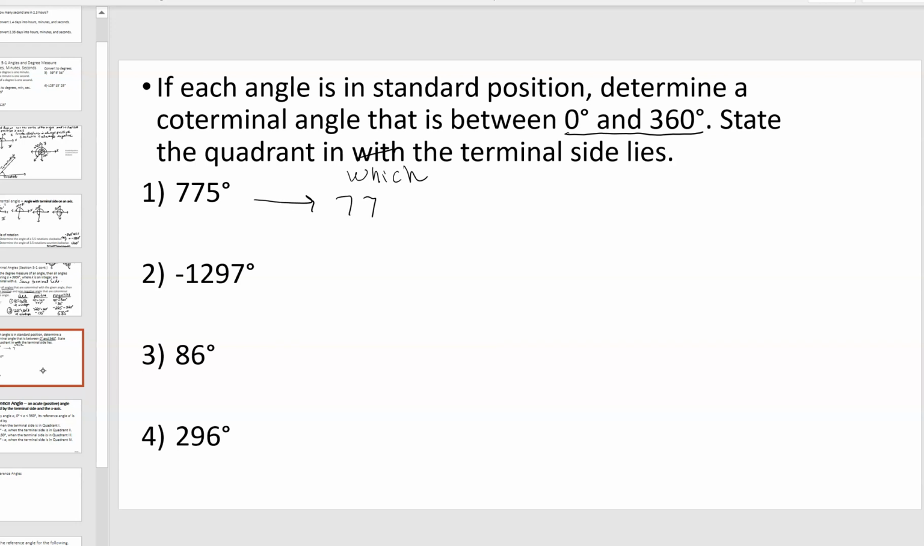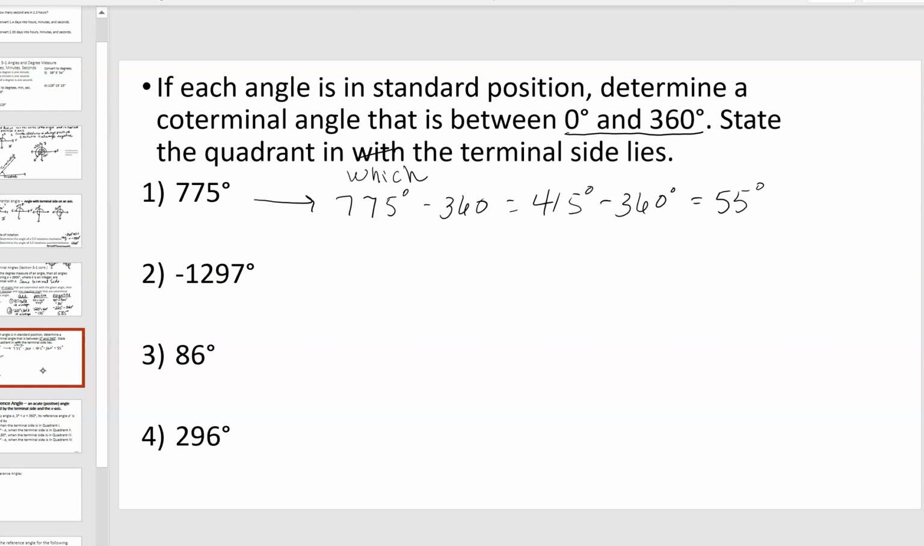So you could do this in steps. 775, you're going to subtract 360, and 775 minus 360, and that's going to be 415. Well, 415 is not between 0 and 360, so I need to subtract 360 again. And that's going to be 55 degrees.